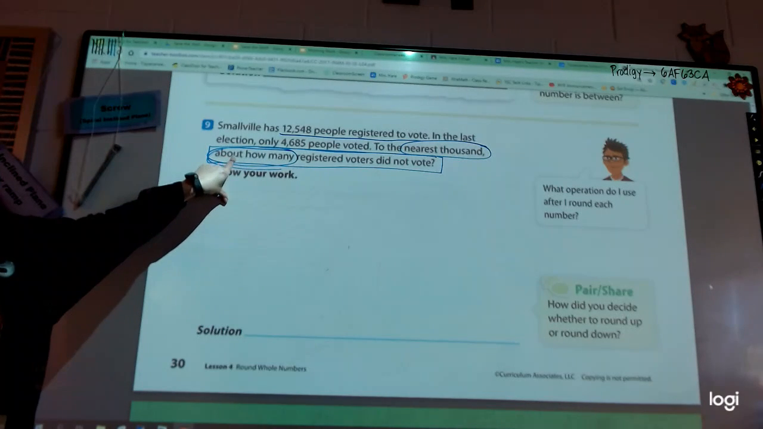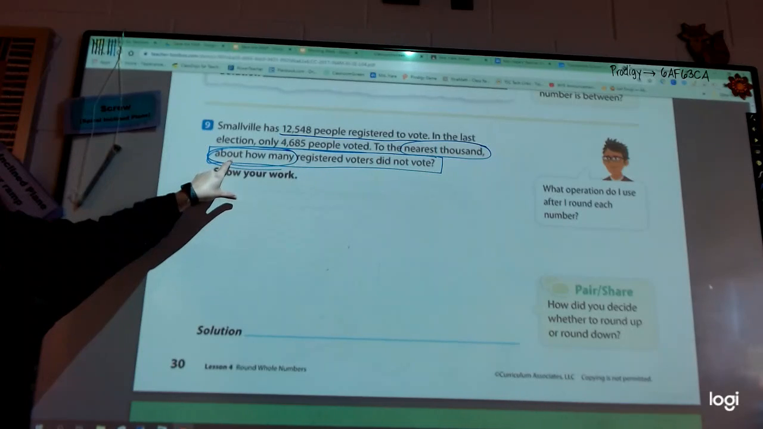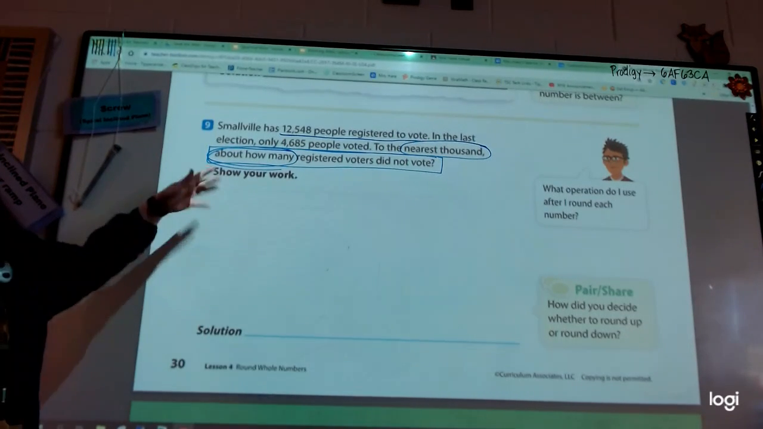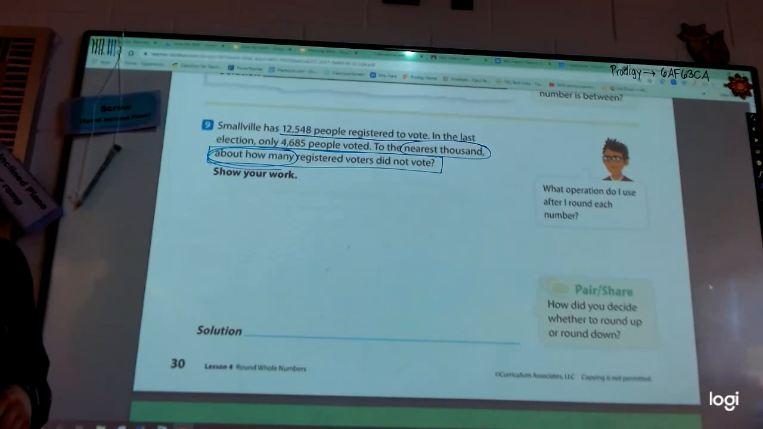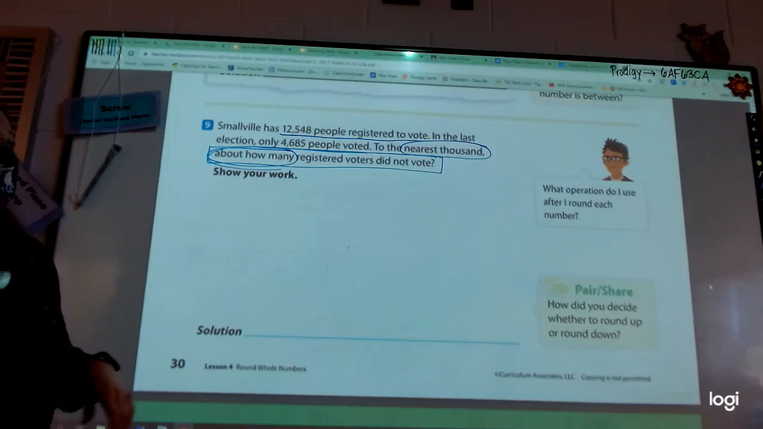About how many? Does that mean we want an exact answer, or is an estimate okay? Josiah? No, not an exact. Right, we do not need an exact answer. So anytime they say about how many, you're allowed to round your numbers, the ones in the problem, and make them easier to work with.